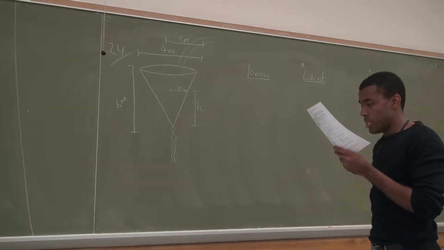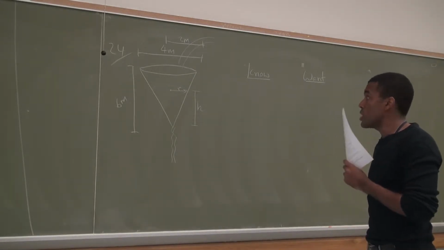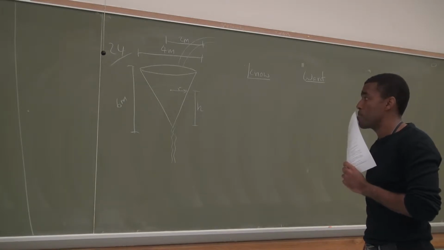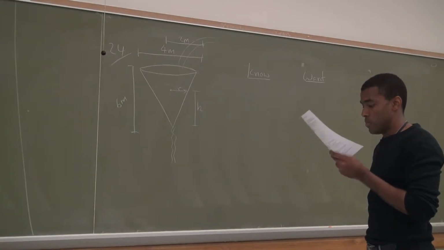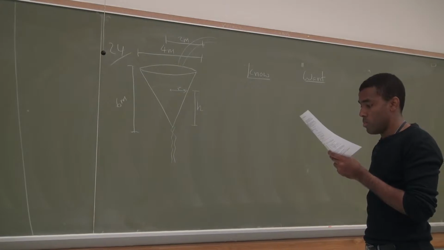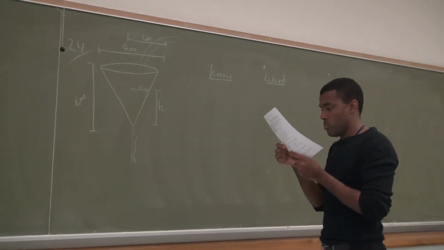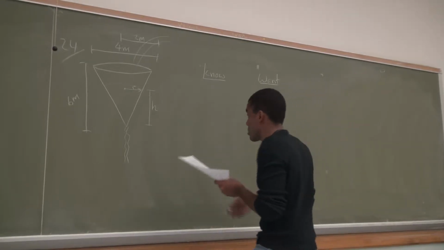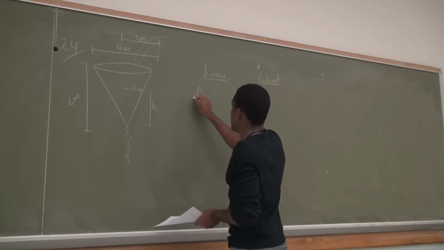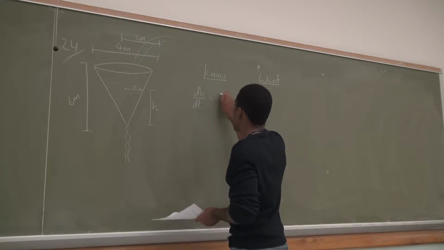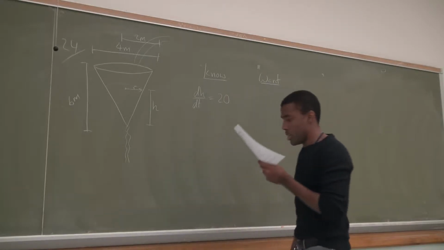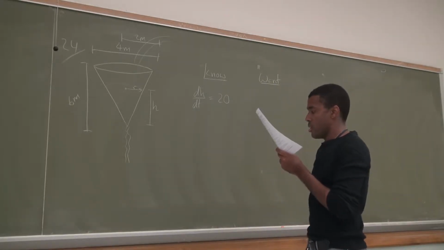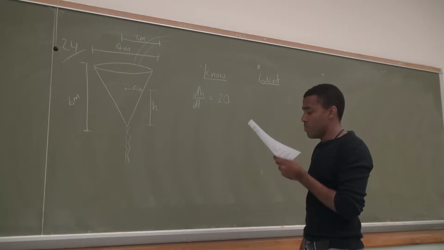Okay, so that seems fine. What do we know? The water level is rising at a rate of 20, so dH/dt is positive 20. What else do we know?